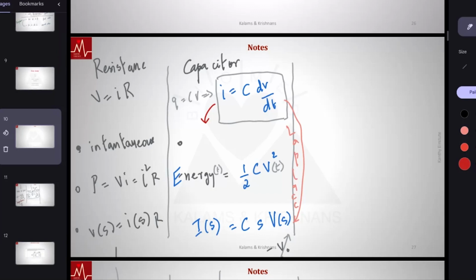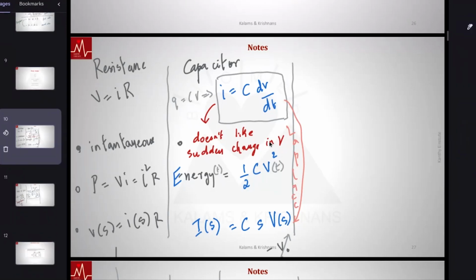Let me make it slightly easier. This doesn't like sudden change in V. If V suddenly changes, dV by dt is infinite, and current is infinite. That is not possible in a realistic circuit. Either it's shorting or the wires are melting, something like that happens, and the circuit typically gets damaged. Capacitor doesn't like sudden change in voltage. If V suddenly changes, dV by dt is infinite, I is infinite. Not possible.